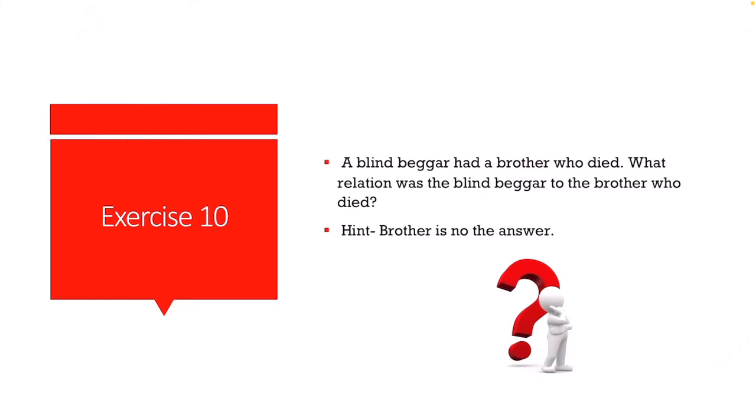If the blind beggar is not the brother of the brother who died, then she will be a sister. They have mentioned that the blind beggar is not a brother, but the person who died is a brother of the blind beggar. Then who can that blind beggar be? She can be a sister.